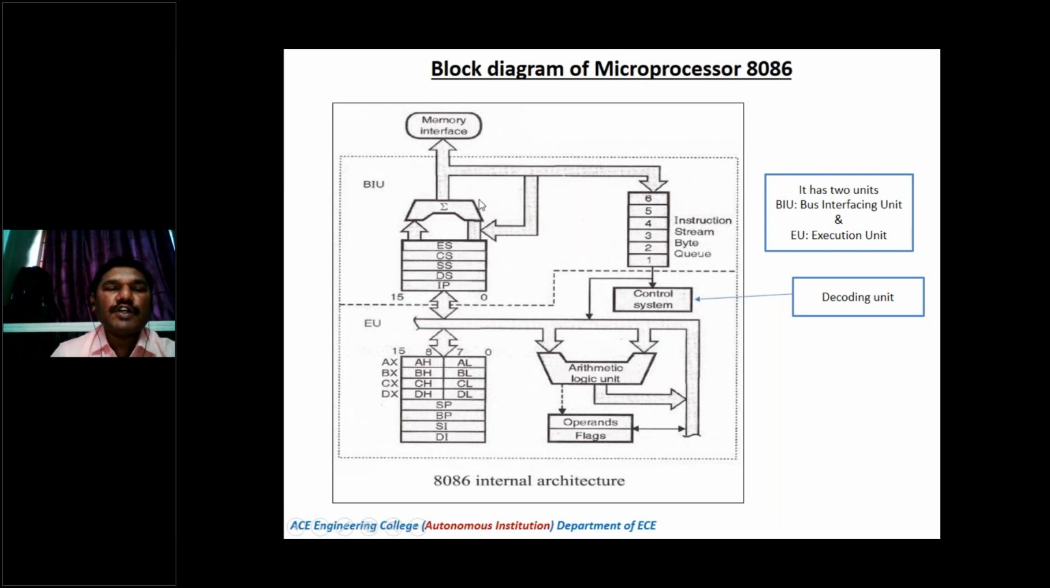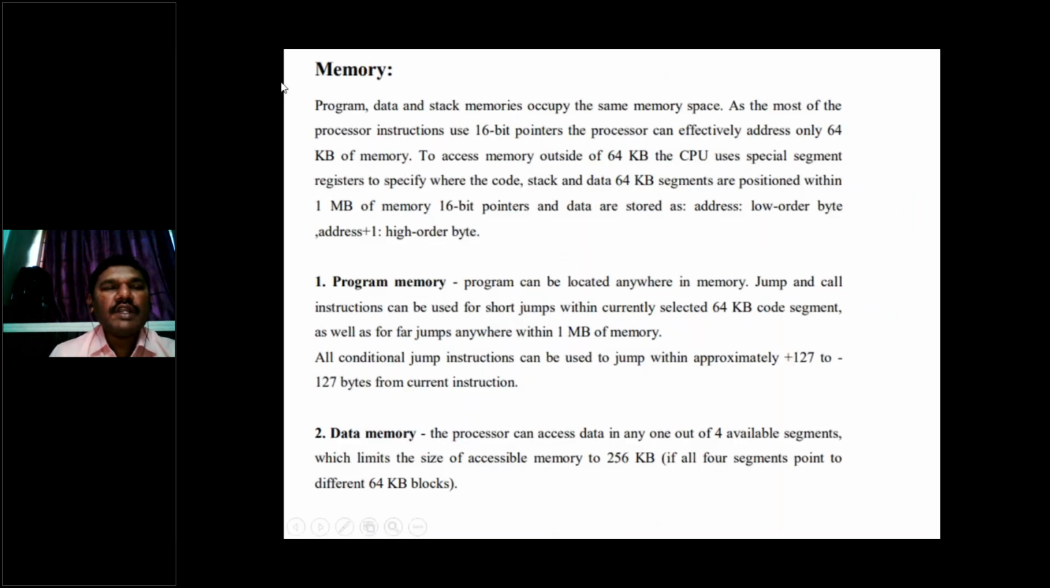So the meaning of microprocessor means it must have one ALU, it must have a control unit, and it must have some set of registers, right? And an instruction byte queue also, a 6-byte register, right? So here we have different types of registers, and these registers are again categorized based on their operation or priority into two units: bus interface unit and execution unit. Okay.